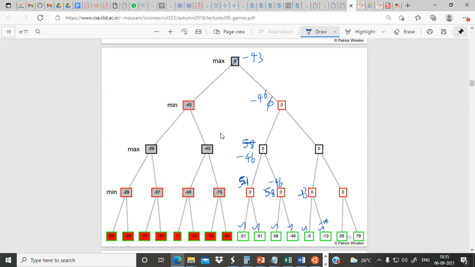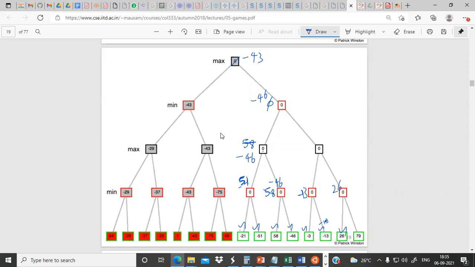Max of minus 39 and 0 is 0. So this remains 0. And min of minus 46 and 0 is minus 46. And max of minus 43 and minus 46 is minus 43. Okay, fine. After exploring 26, this will become 26, right?